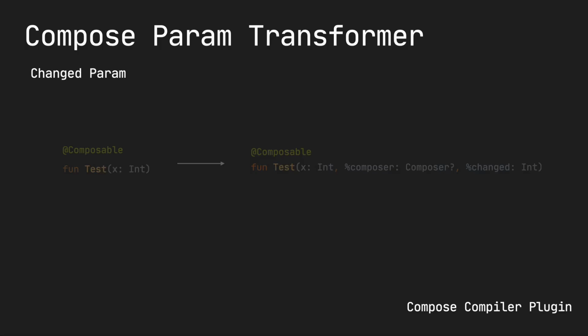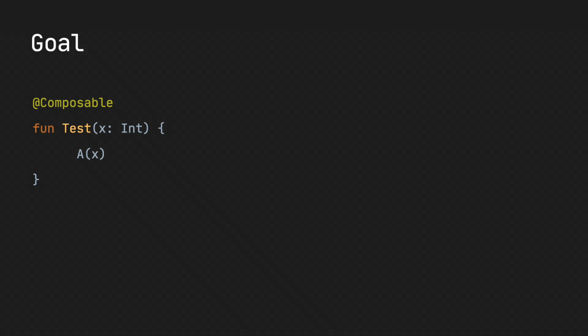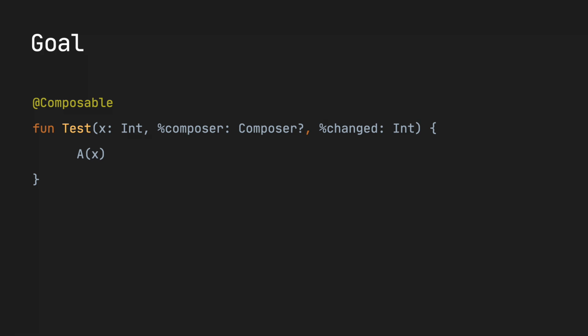In this video, we're going to look at how the change parameter gets added and what it means. Suppose we have an example like this where we have a test composable method with one parameter, which is an integer. What we want to do is to be able to add in the composer parameter that we looked at previously, and we also want to be able to add in this change bit mask.